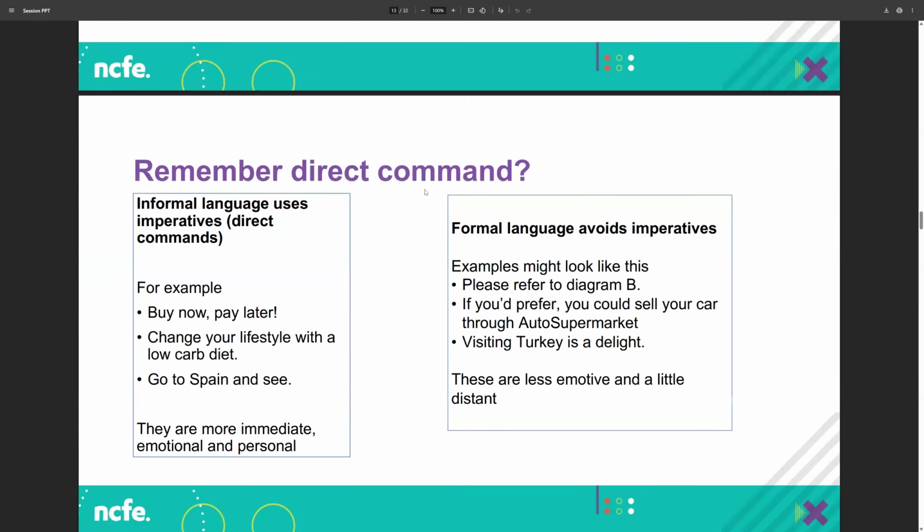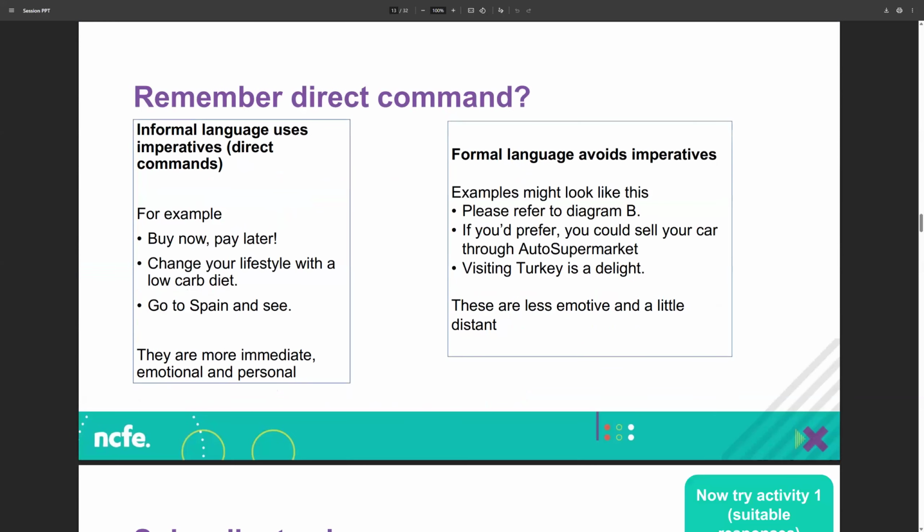Okay, so direct commands. Informal language uses imperatives, or direct commands. Abdullah, I think you were talking about this yesterday, weren't you? So it's "buy now, pay later", "change your lifestyle with a low carb diet", "go to Spain and see". These are more immediate, emotional, and personal. They're just orders, guys. They're telling you to go and do this thing.